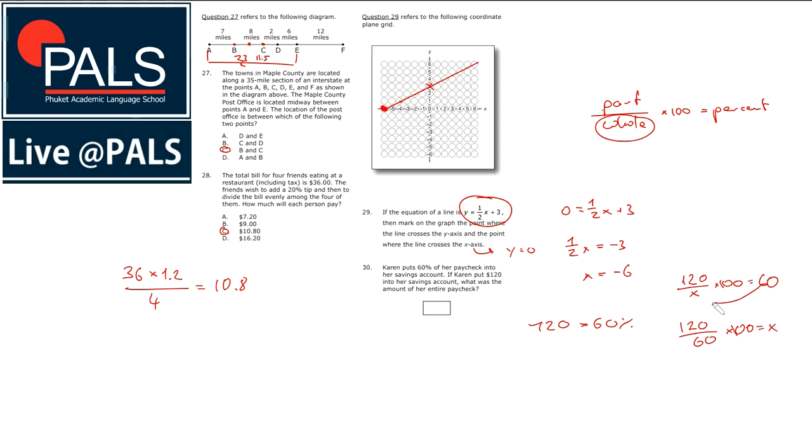And we move this onto this side and we move the x onto the other side. 120 divided by 60 is 2. 2 times 100 is 200. So therefore x is equal to 200.